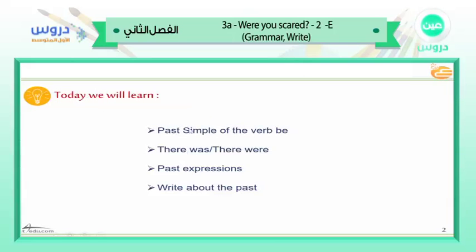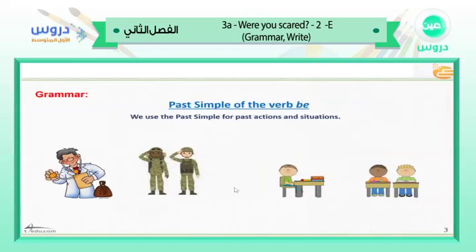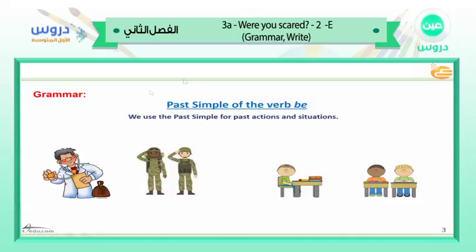Today we will learn, number 1, past simple of the verb be. The second thing, there was and there were. Number 3, past expressions. Number 4, write about the past. And how can you make sentences about the past? We will start, as we said, with the grammar. Then after that, write.